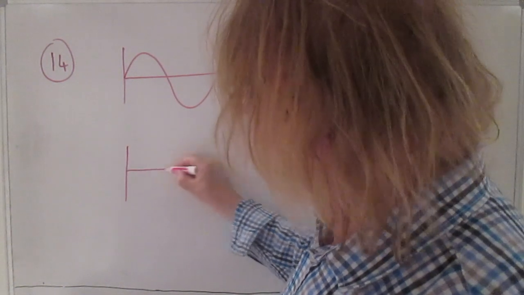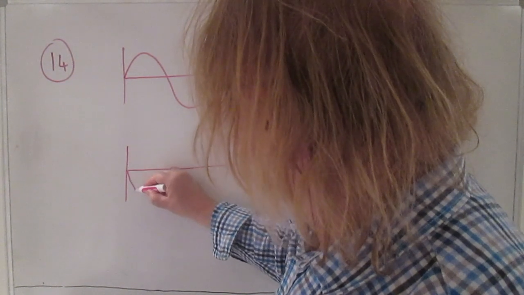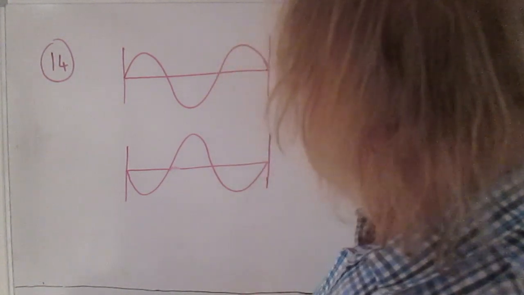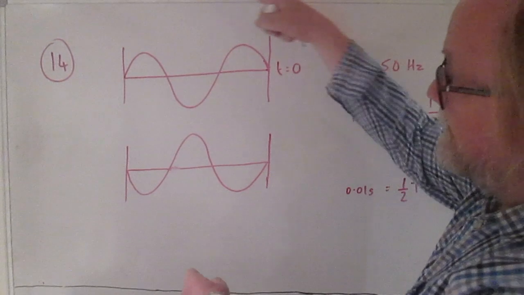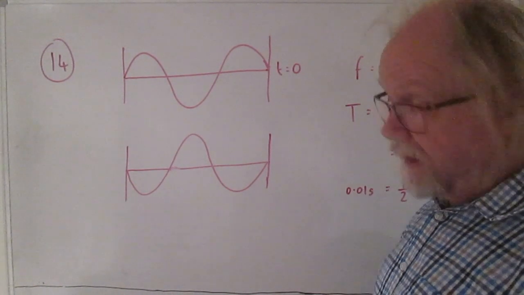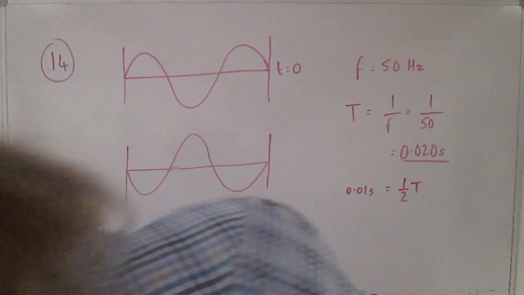So what it's going to look like after half a period is that that's up to there, positive in the middle, and then back like that again. So it's basically everything's been inverted because it's gone through half a cycle, and that corresponds to curve C.